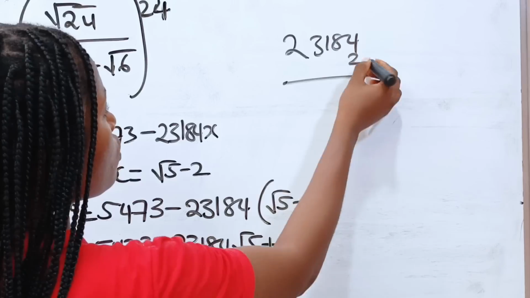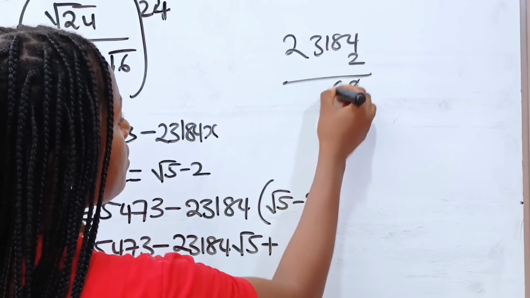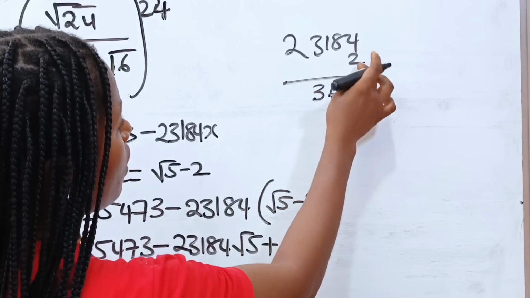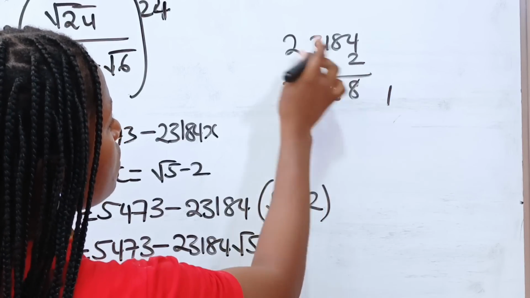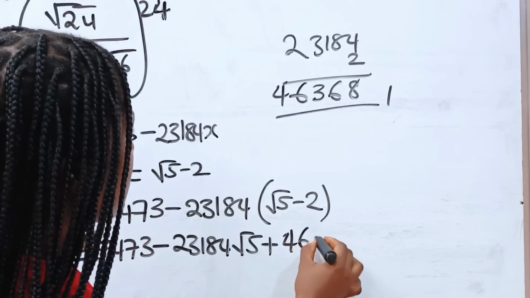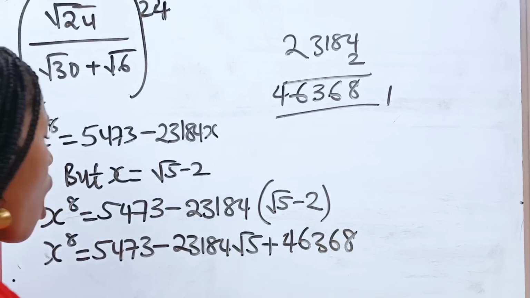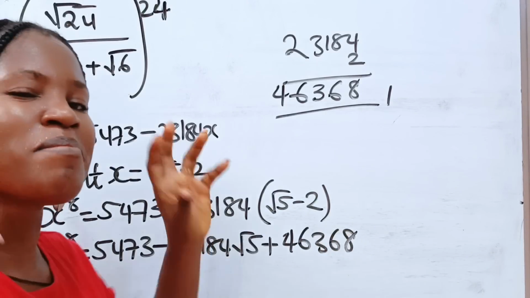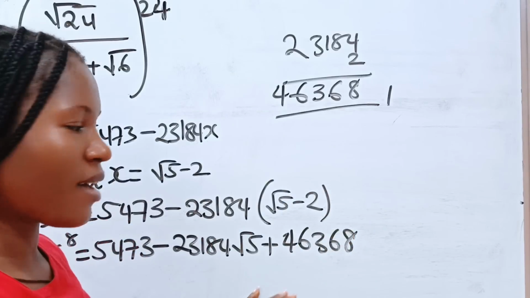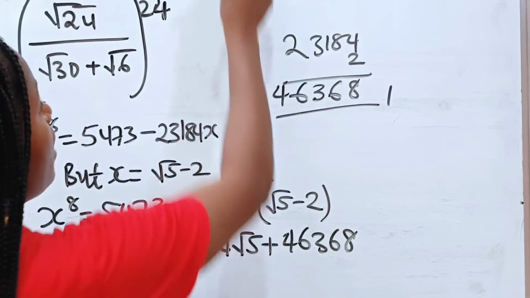23184 times 2. 2 times 4 is 8. 2 times 8 is 16. 2 times 1 is 2 plus 1 is 3. 2 times 3 is 6. 2 times 2 is 4. So we have plus 46368. All these are algebra. In case I make a mistake during my addition anywhere, please correct it. Okay, please just correct it. So let us continue.